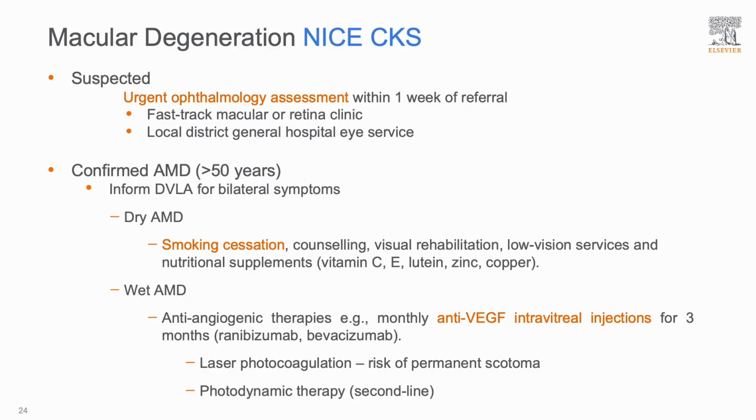Anti-VEGF agents such as ranibizumab are administered via monthly intravitreal injections for an initial 3-month loading phase, followed by maintenance as required. In select cases, laser photocoagulation may be used to target extrafoveal neovascularization, although this carries a risk of permanent scotoma. Photodynamic therapy, which involves intravenous verteporfin and laser activation, is considered a second-line option for cases unresponsive to initial anti-VEGF therapy.